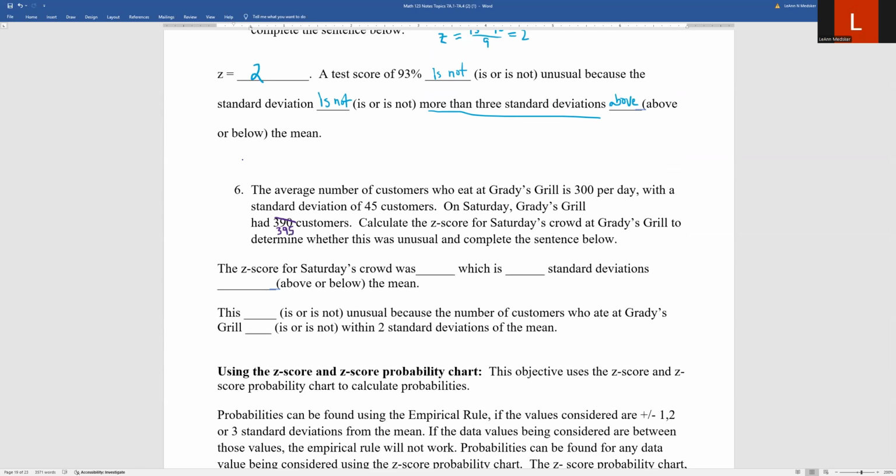Okay. So that's the number of customers they had on a specific date. And the average is 300 and the standard deviation is 45. So we're going to do our z-score first. 395 was a specific date. Average usually is 300. Standard deviation is 45. So 395 minus 300 divided by 45, that's going to be a 2.11. We usually round our z-score to 2 places, unless they tell you differently, okay? So my z-score for Saturday's crowd was a 2.11.